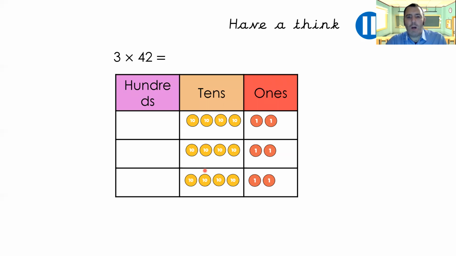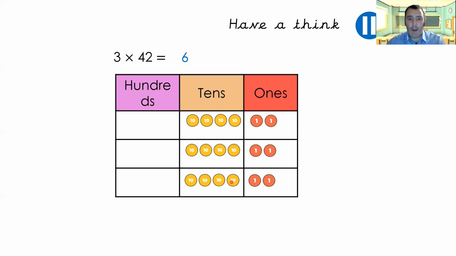Okay, let's work this through. We're going to start off by looking at the ones column over here. I've only got 6 ones, so I don't need to exchange. So I can write down 6 in my answer. I now need to move across and look at the tens. And I've got 1, 2, 3, 4, 5, 6, 7, 8, 9, 10, 11.